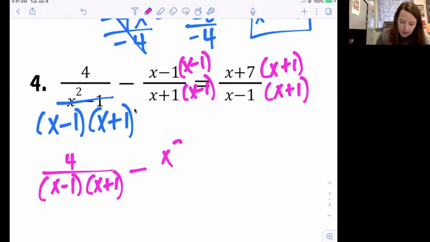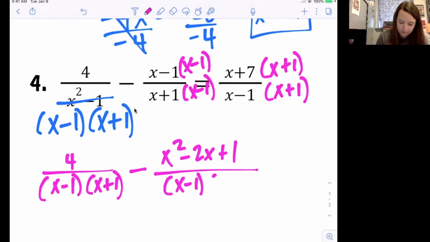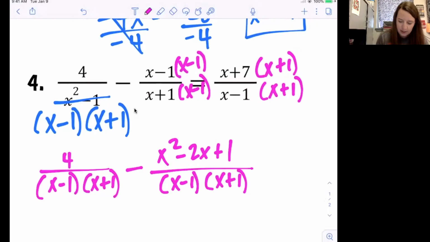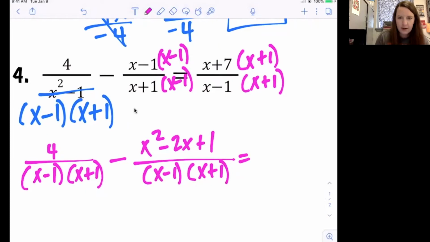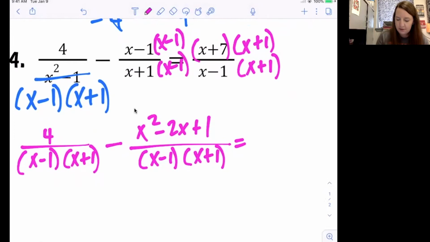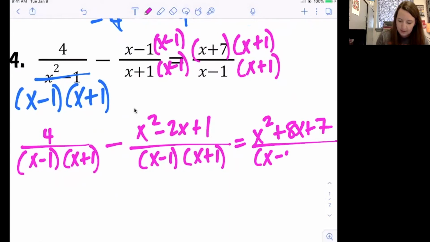This next one I'm going to have to distribute using FOIL or whatever you want to use. We end up getting x squared minus 2x plus 1 over x minus 1, x plus 1. And that's going to be equal to, we've got to distribute again, because remember, these are also in parentheses. So you get x squared plus 8x plus 7, and then over x minus 1, x plus 1.